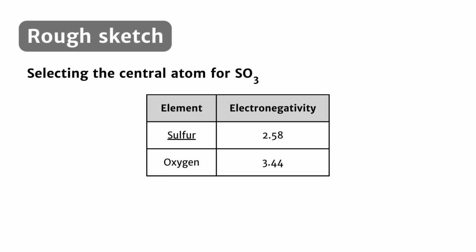When determining the central atom for SO3, position the element with the lower electronegativity at the center. With an electronegativity value of 2.58 for sulfur, which is lower than that of oxygen at 3.44, we choose sulfur due to its lower value. Therefore, for the preliminary sketch of SO3, position sulfur at the center and place 3 oxygen atoms on the outside.